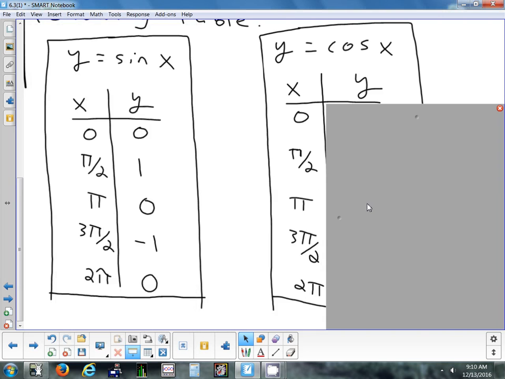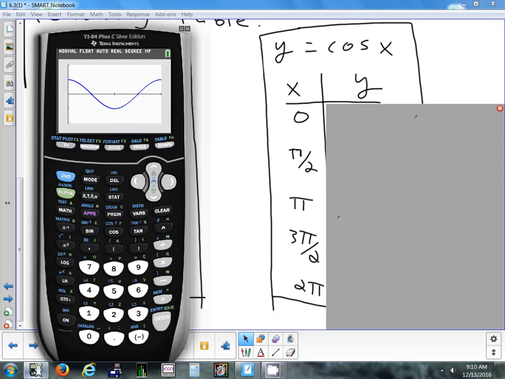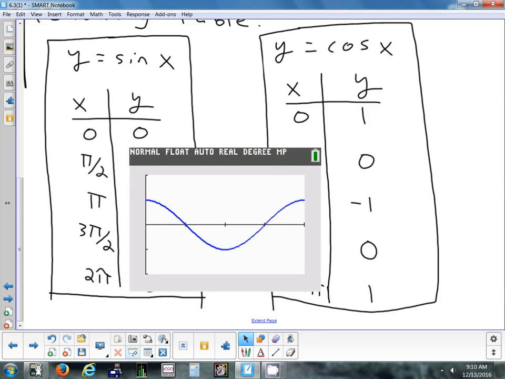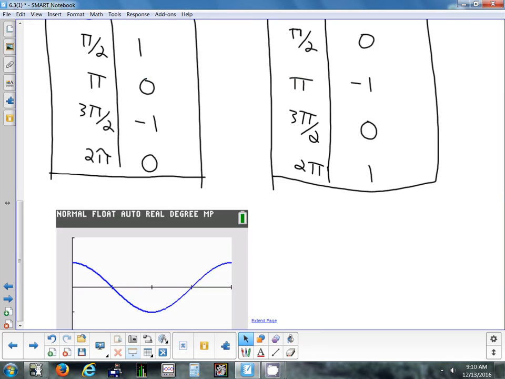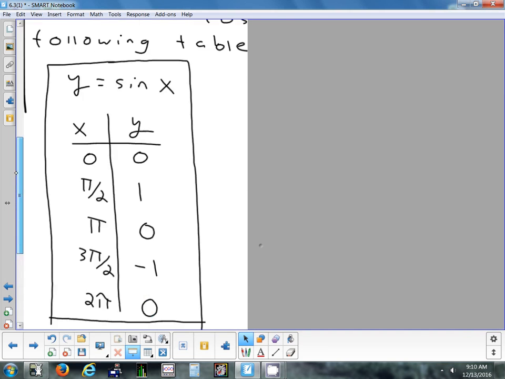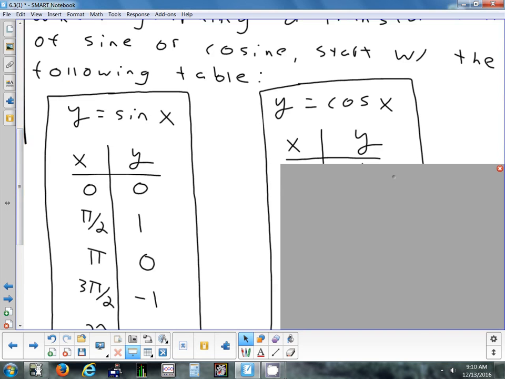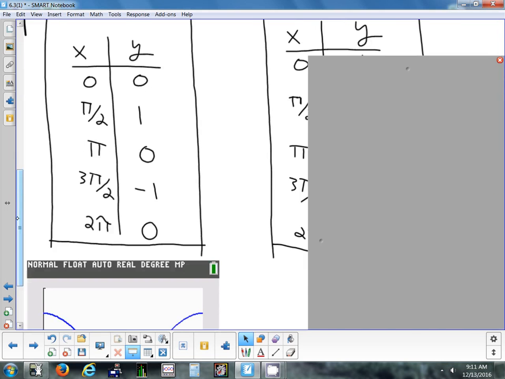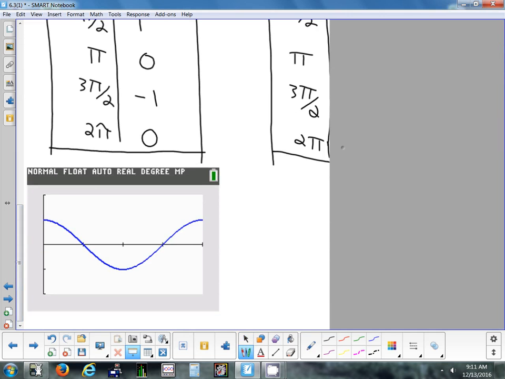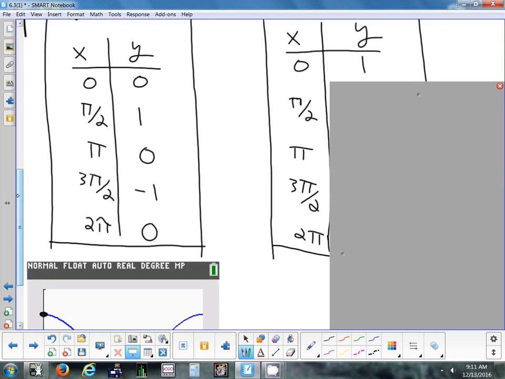So my x values are going to be the same. We're going to pick 5 points, equally spaced. And let's see if we can figure out the y values. So now when x is 0, how high is that point? Yeah, so for cosine, that's our first point. 0, 1.